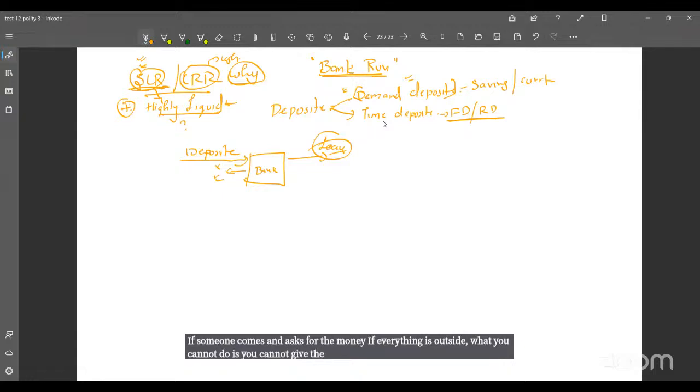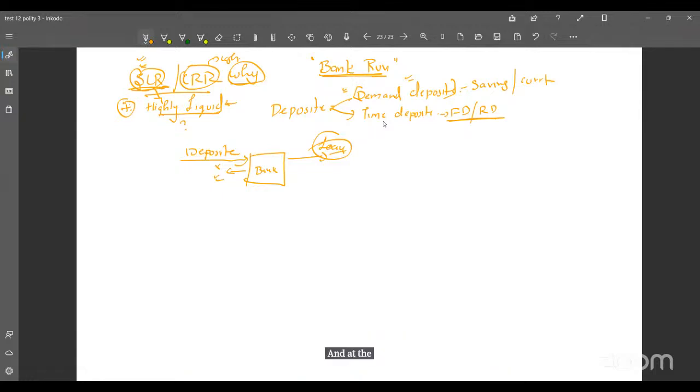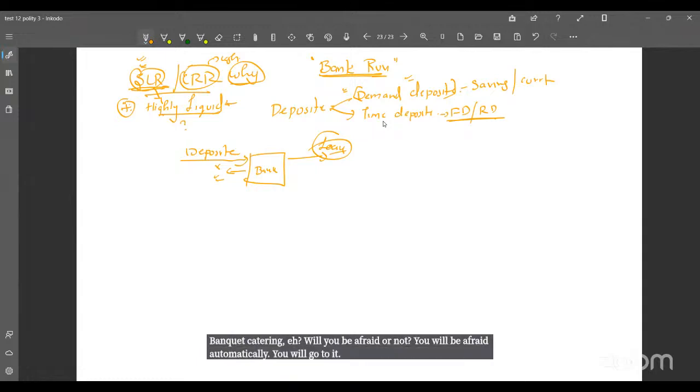In this case, the people will suffer, and at the same time they will be afraid that their money is gone. நீங்க போய் ஒரு பேங்க்ல கேக்குறீங்க, என் பணத்தை திருப்பி கொடுங்க, அவன் இப்ப தர முடியாது, ஒரு 4 நாள் கழிச்சு வான்னு சொன்னா, will you be afraid or not? You will be afraid automatically. You will go into a panic state.